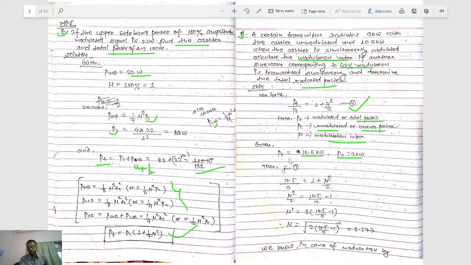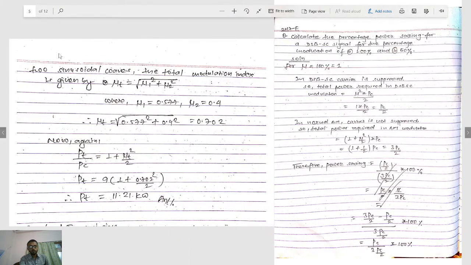If you substitute this value of Pt and Pc in this equation first, we'll get the value of mu. So we'll get the value of mu as 0.577. And we know in case of modulation by two sinusoidal waves, the total modulation index is given by mu t equal to root under mu 1 square plus mu 2 square. And here we have mu 1 as 0.577 and mu 2 equal to 0.4.